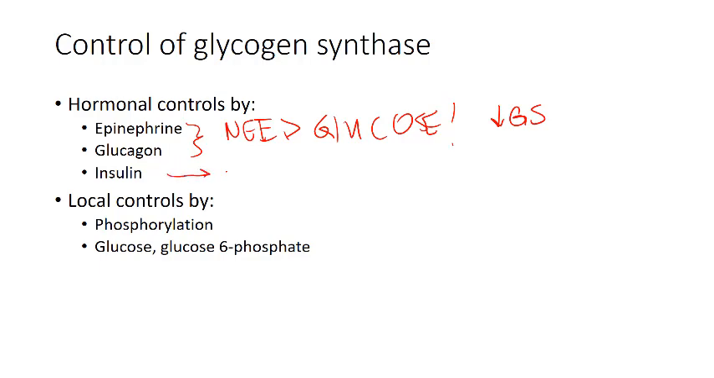Insulin is like, we have glucose, we need to use it. And so one of the byproducts of that is going to be taking glycogen synthase and making more glycogen. But there's also the same local controls of phosphorylation and substrate products, etc.